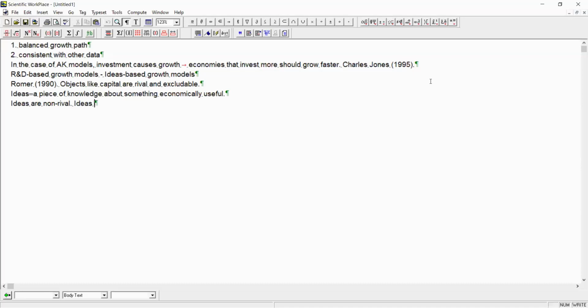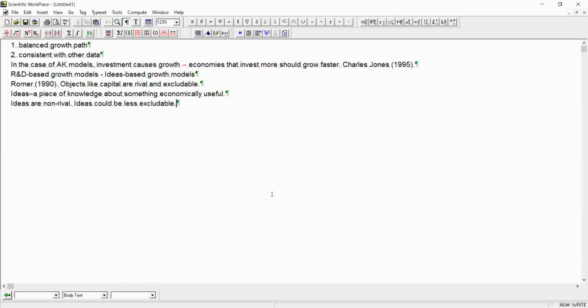ideas might also be less excludable. This isn't so central here, but it's still worth thinking about. I can exclude you from my ideas by not telling you about them. But of course, it could be that you are able to learn about my implementation of ideas by, let's say, reverse engineering whatever it is that I built using my new ideas.